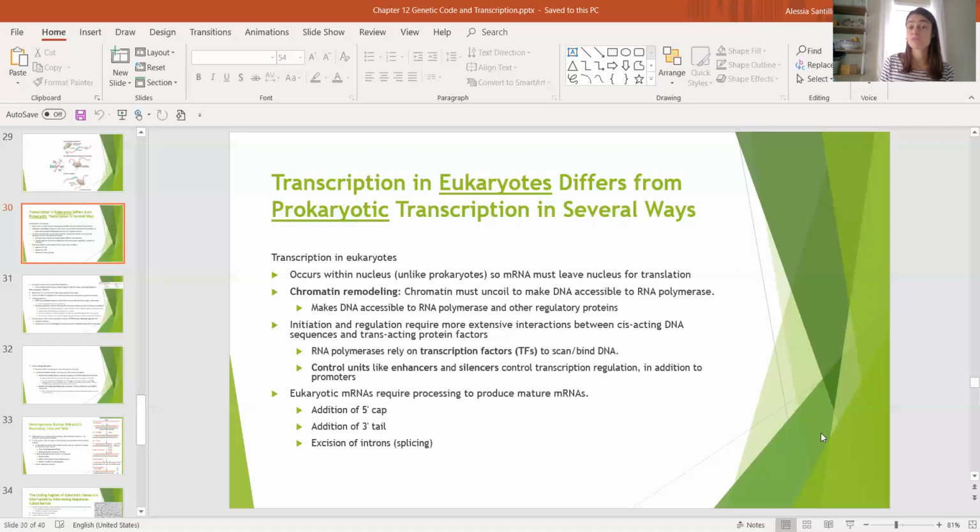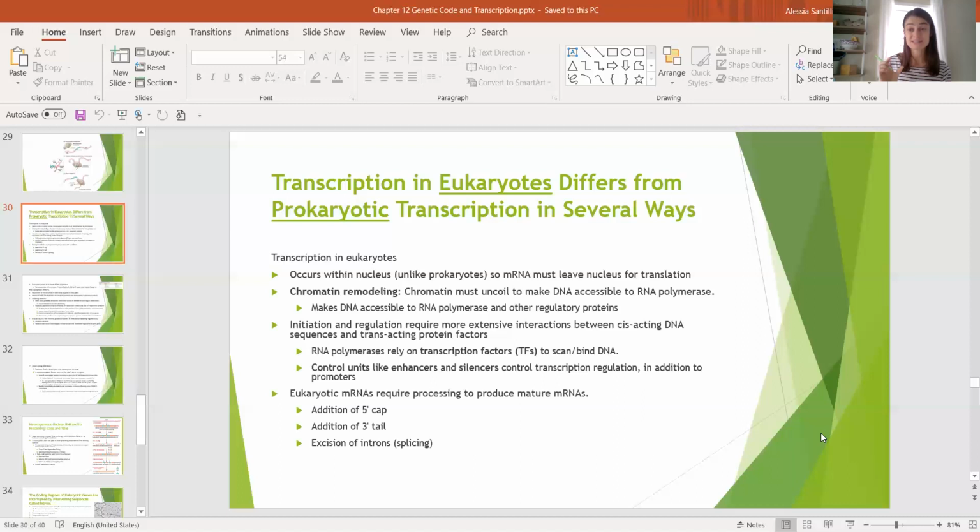Initiation and regulation require more extensive interactions between cis-acting DNA sequences and trans-acting protein factors. So we've mentioned a cis element, an element that's found on the DNA in prokaryotes. We've talked about promoters, right? And the specific -35 and -10 sequences, or the -10 is also known as a Pribnow box. But eukaryotes have even more stuff. We have other things on the DNA that can be found upstream of the gene or downstream of the gene. It could even be found a ways away from the gene, and it can still influence the gene's transcriptional regulation very much. And these are known either as enhancers or as silencers.